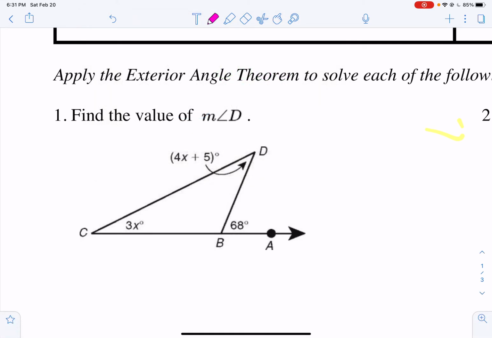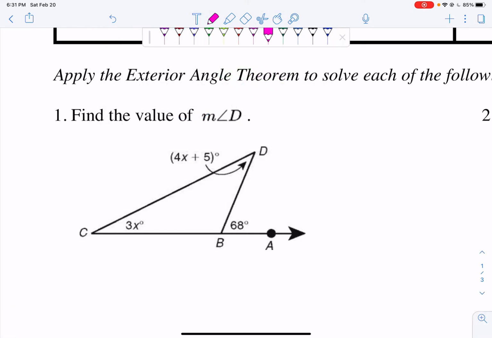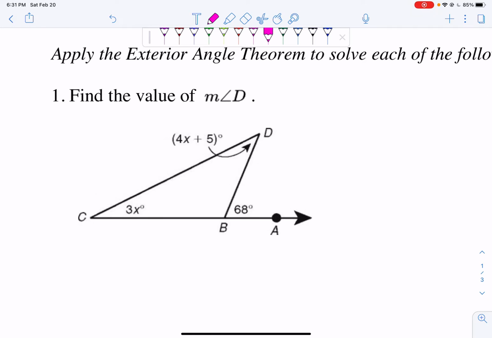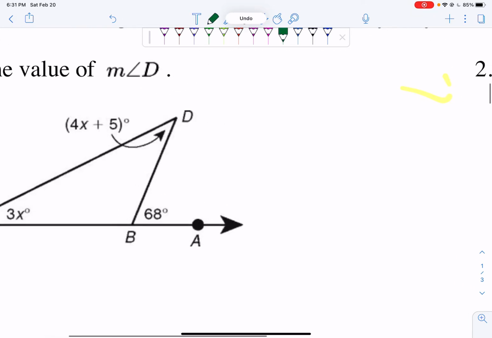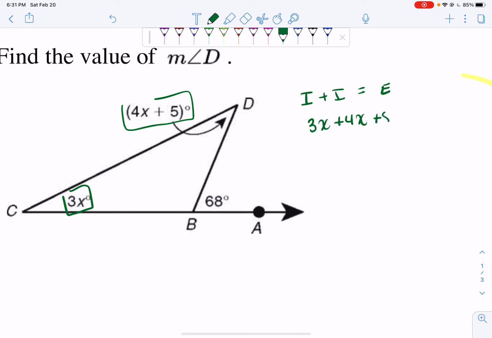So for this question, we want to find the value of angle D. If we look, we have two interior angles. We have 3x and 4x plus 5. So our setup is going to be, if you want, you can always write down I plus I equals E. So interior plus interior equals your exterior. In this case, I have a 3x and a 4x plus 5, and that's going to be equal to my exterior angle of 68.